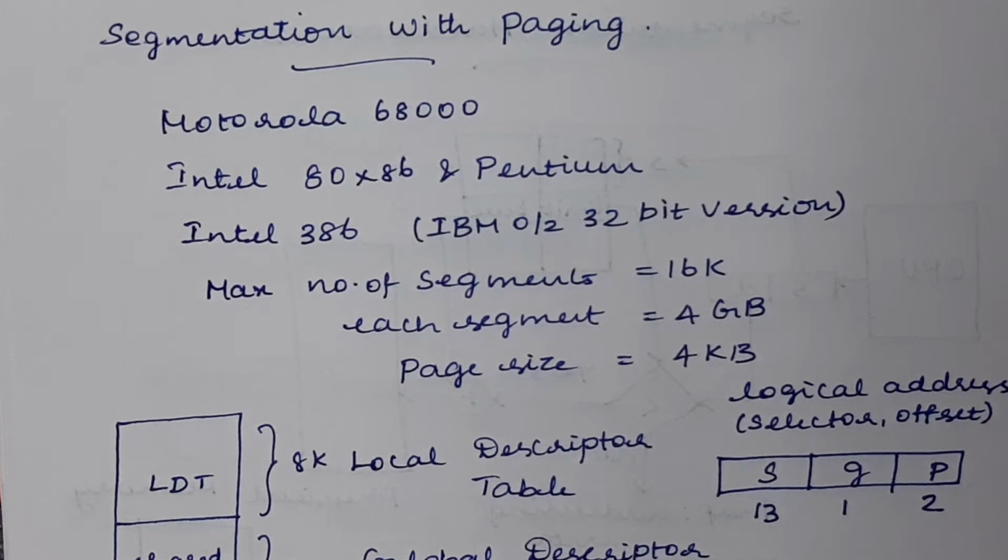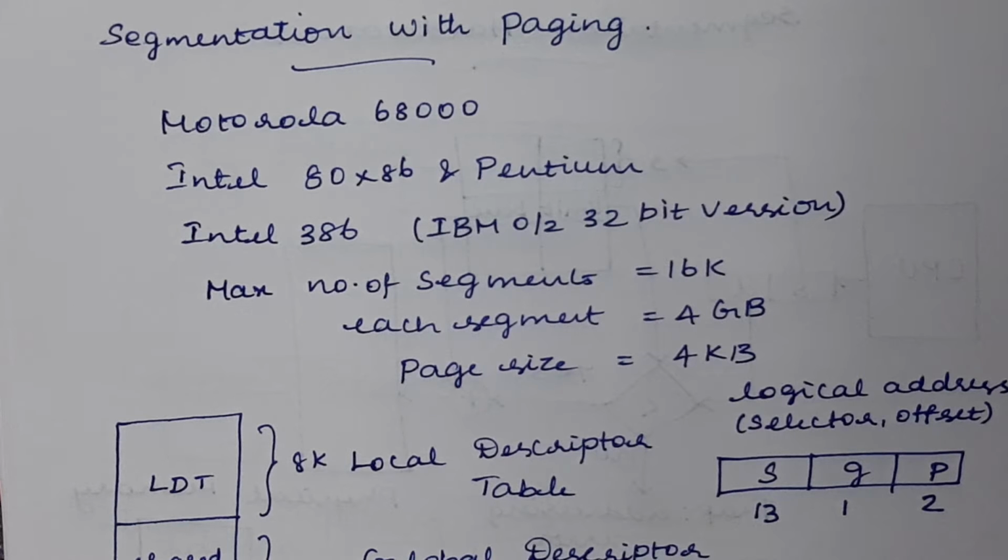So here, the earlier architectures, which are nothing but the Motorola, the Intel 8086 and the Intel 386, all of these followed the memory model as a combination model, which is nothing but paging and segmentation. So in these kinds of architecture, we used the IBM OS 2 32-bit version operating system. If you use this, how many segments can we have? 16K segments, and each segment size is up to 4 gigabytes.